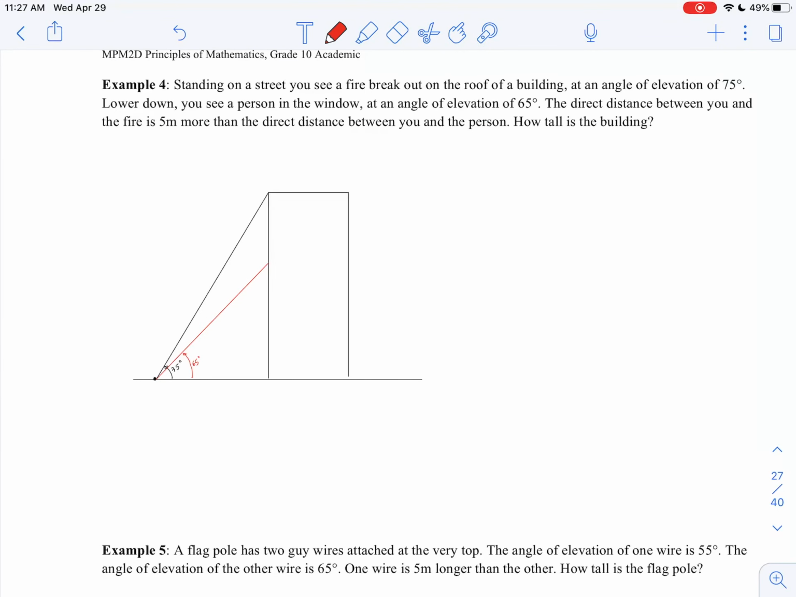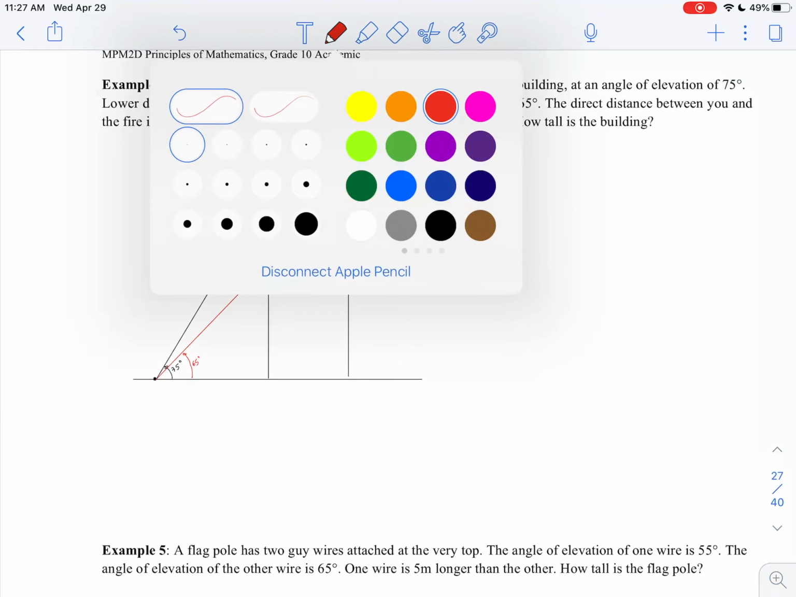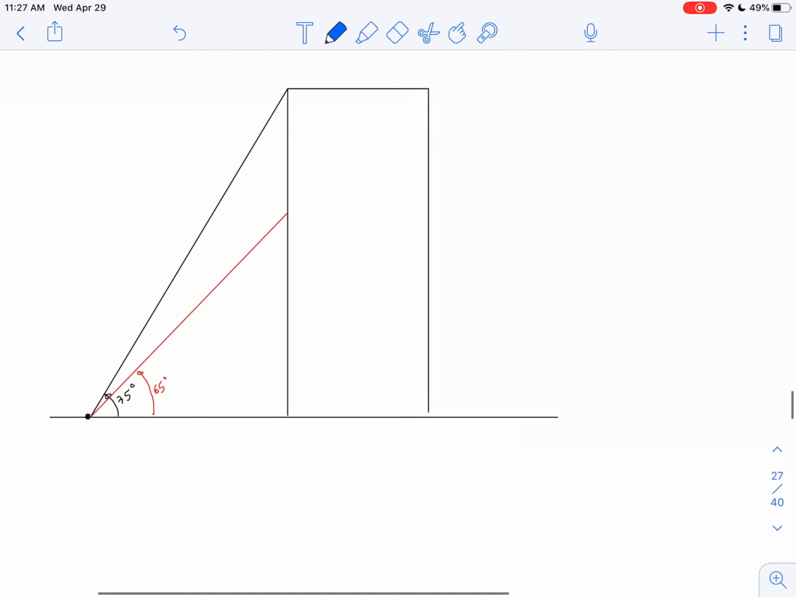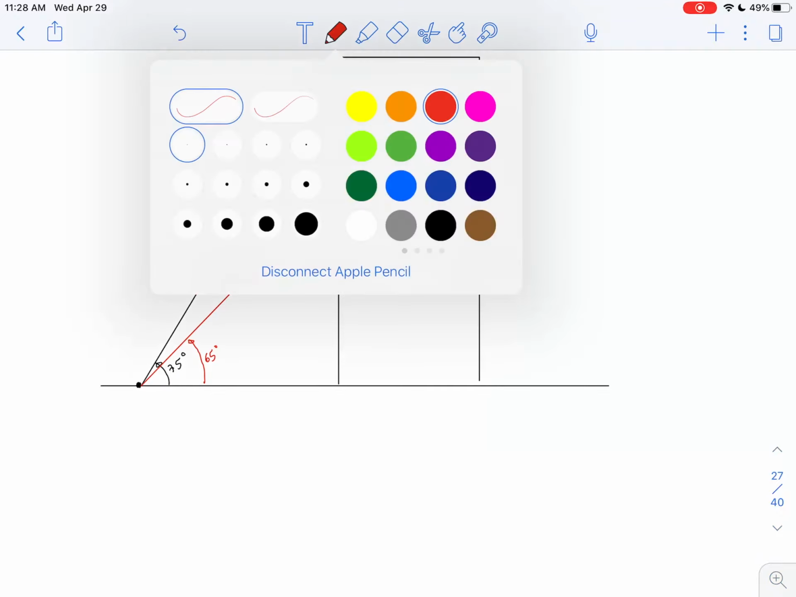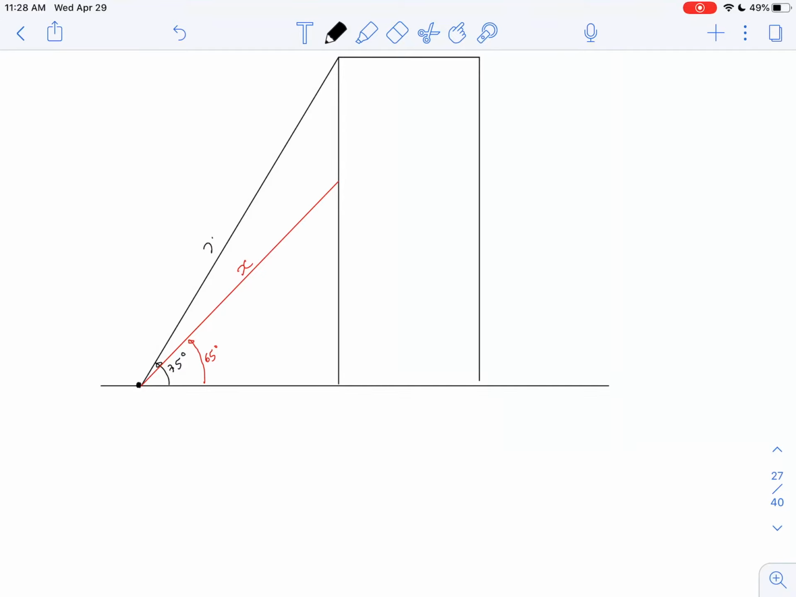The direct distance between you and the fire is 5 meters more than the direct distance between you and the person. So amongst all this chaos, you had a lot of time to measure out the distance between you and the fire and the person. If the distance between us and the person is x, I'm going to say that red line is x. That is x here. Then the distance between us and the fire is 5 meters more, so this black line up here is going to be x plus 5.